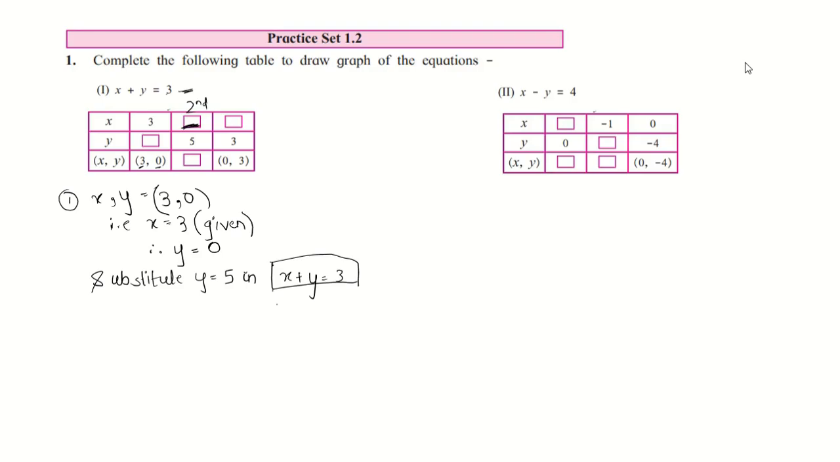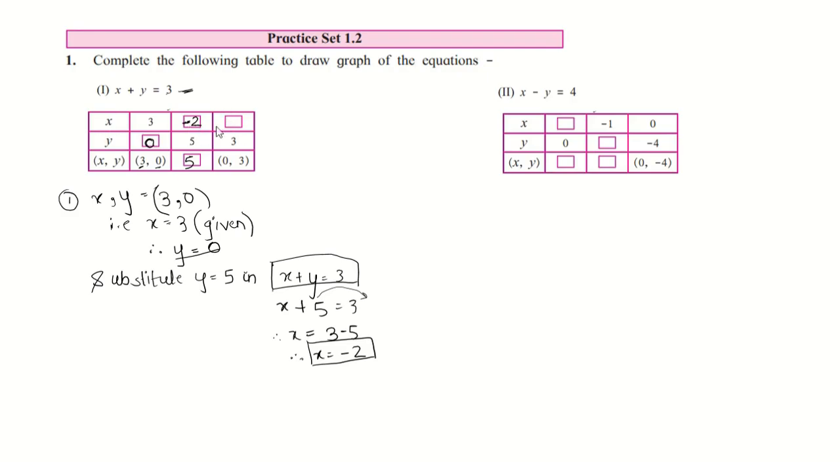When y is 5, therefore x plus 5 is equal to 3. Therefore x is equal to 3, this plus 5 will go to the right hand side, it will be minus 5, and we will get x is equal to minus 2. So here in the first scenario we got x comma y is 3 comma 0, where the value of y is 0, and here x comma y is minus 2 comma 5. We were able to find the value of y in the first scenario and the value of x in the second scenario.